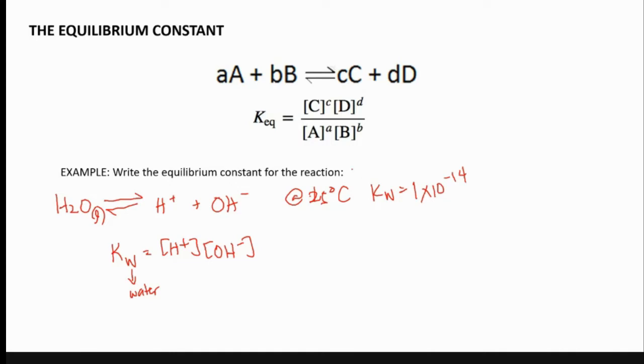So, another example. How about this one? Okay.